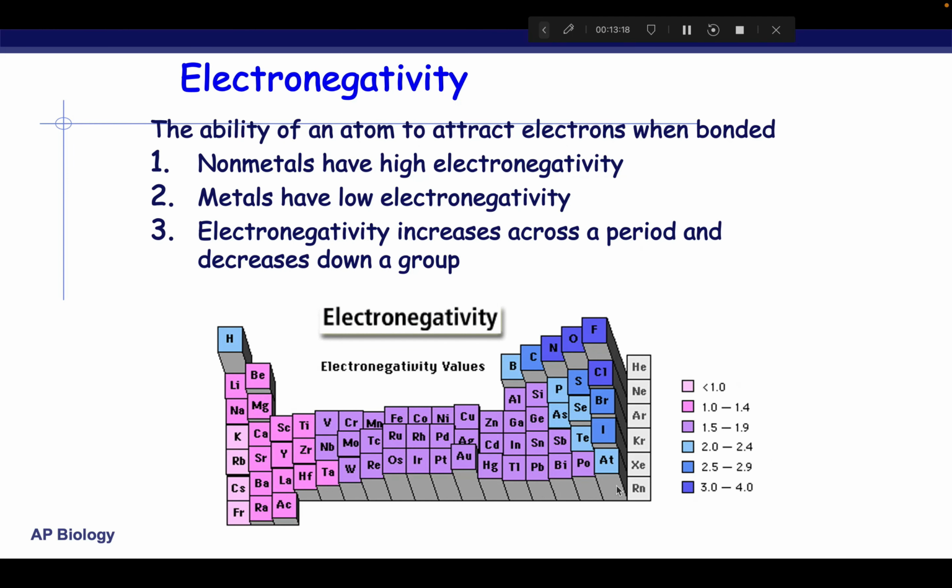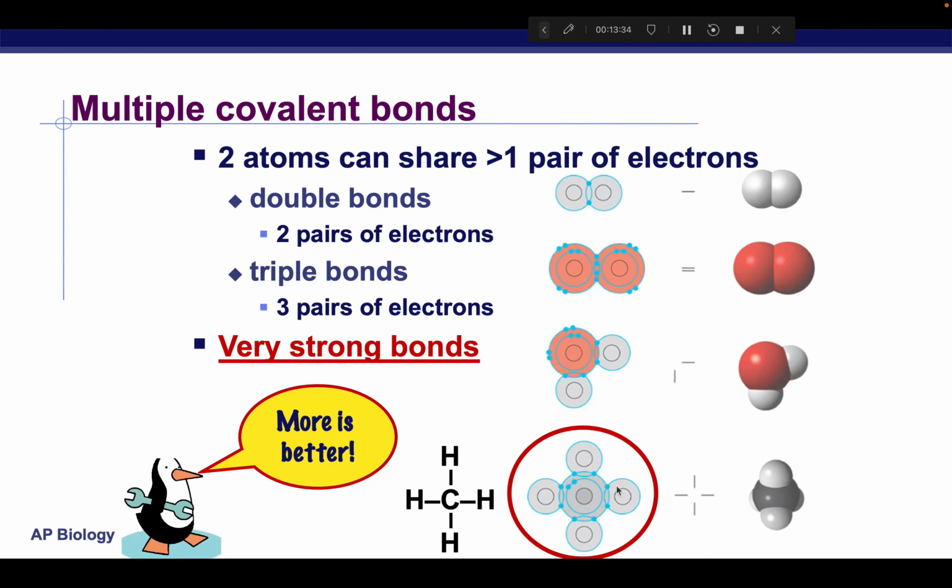Okay, another really important concept from chemistry that has a lot to do with bonding is electronegativity. So electronegativity is the ability of an atom to attract electrons when bonded. So when bonded like this, electronegativity is a measure of how strongly each of these atoms pull on the electrons. If we think about that analogy with the two kids fighting over the toy, electronegativity is like how strong each of those kids are. How much can each child pull on the toy towards themselves?